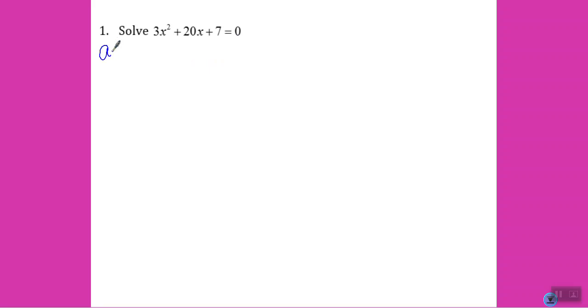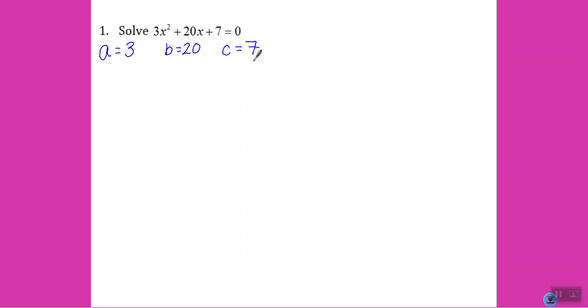So we're going to find a, b, and c. A is the number in front of x squared, b is the number in front of x, and c is our constant on the end. Notice how all 3 of those are just the numbers. The variables are not part of a, b, and c.